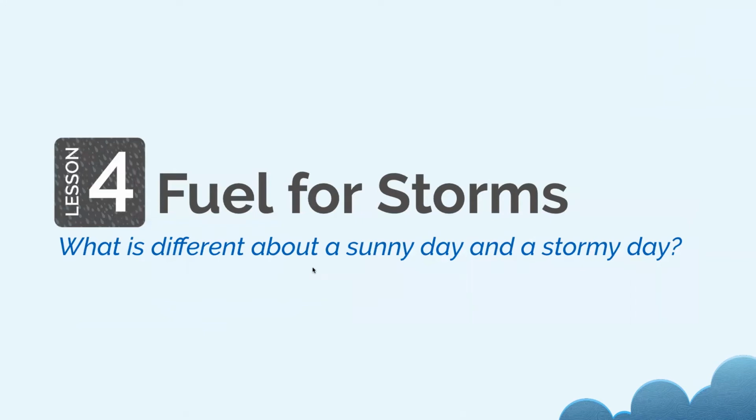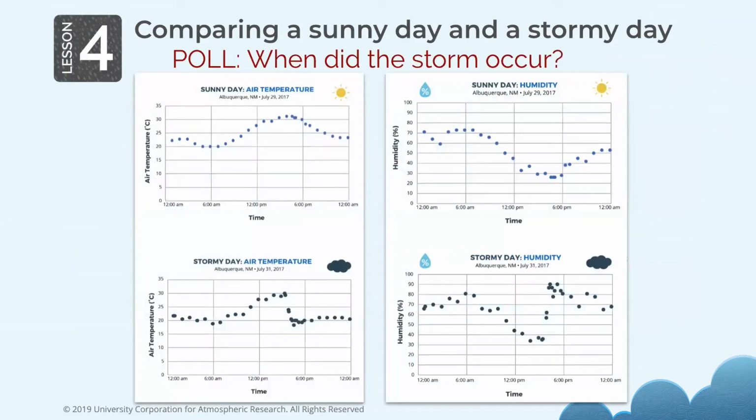Next, we need to think about, well, what's different about a sunny day and a stormy day? So we're thinking about what causes those clouds to form. We know that lots of days are warm and not all of them result in a storm. So looking at some data, we'll go ahead and launch our first poll question, which is, when did the storm occur? We've got some air temperature data and humidity data from 2 different days. One of them had a storm and one did not. You can see the sunny day has the little sunshine next to the data, and the stormy day has the cloud. So looking at that data, when did the storm occur?